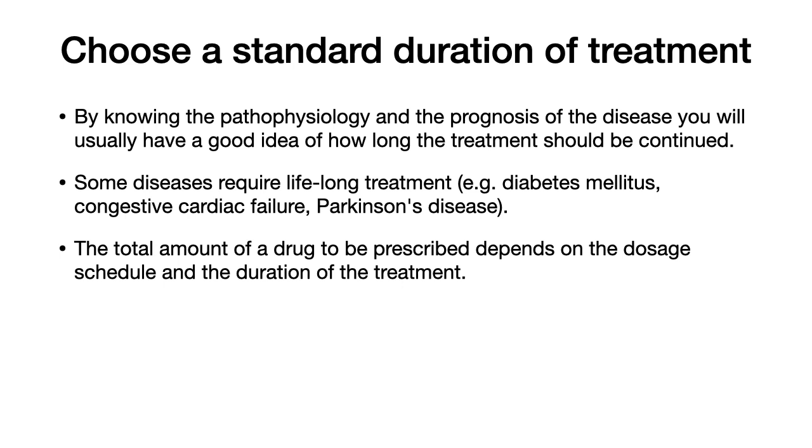The total amount of drug to be prescribed depends on the dosage schedule and the duration of treatment. If the duration of treatment is not known, then we need to get the patient back sooner so that we can make the adjustment. When we are starting treatment for hypertension, for example, maybe we prescribe for a couple of weeks and the patient should come back in 7 to 10 days to make sure the dose is suitable and is getting the blood pressure to the target.